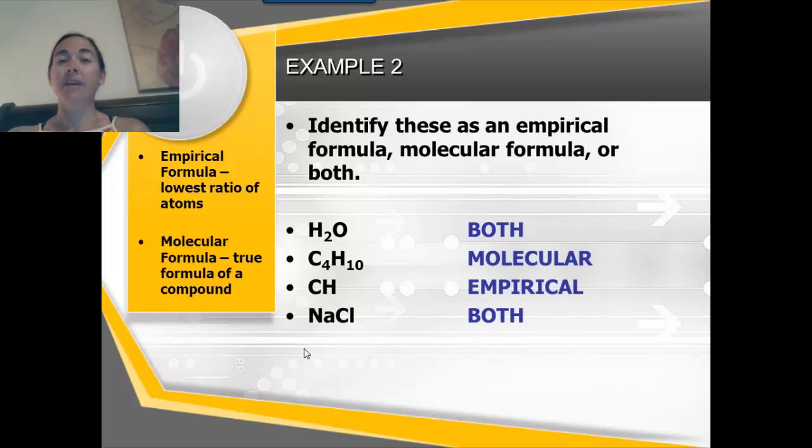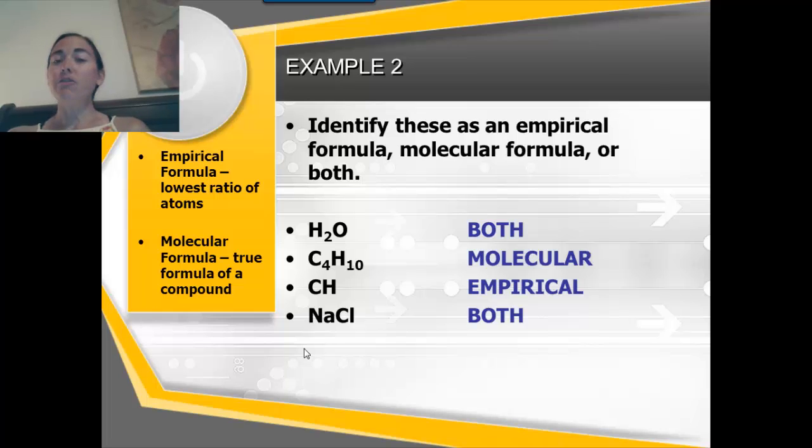The second compound is a molecular formula, because you recognize you could divide both of those by 2 and get a reduced version. So this must be the molecular formula. This is actually the formula for butane, like the liquid that's in the little Bic lighters.